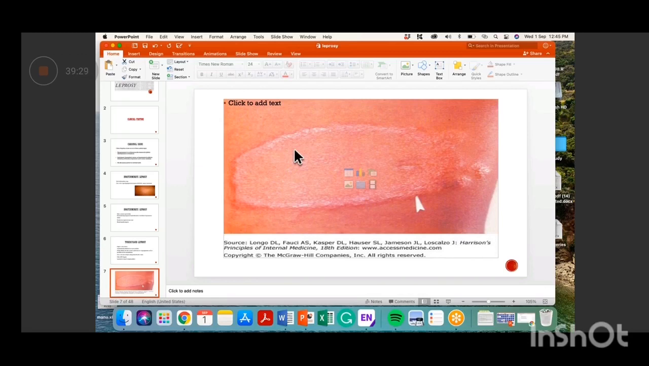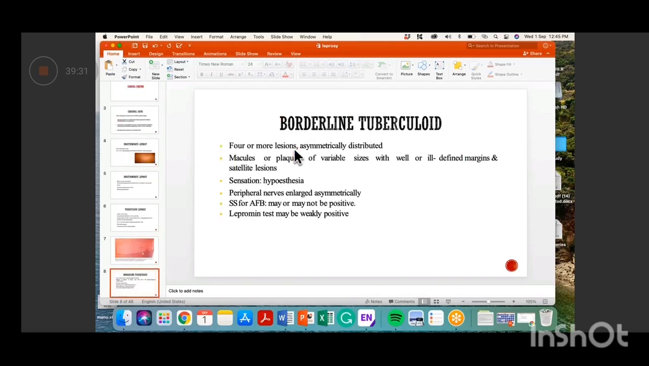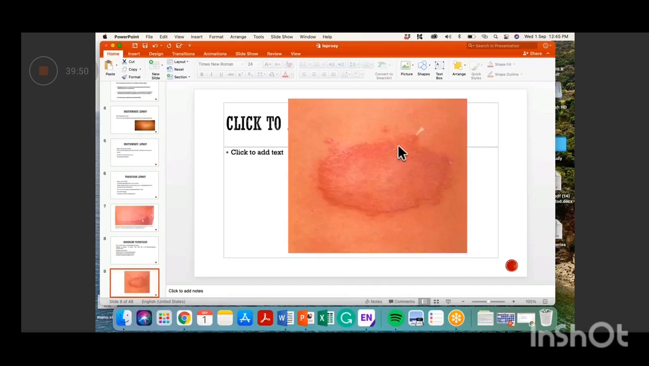Now, coming on to borderline tuberculoid, here 4 or more lesions are there. They're usually ill-defined, and some may have satellite-like extensions or pseudopodia-like growth. They're usually hypoaesthetic. Lepromin test is weakly positive, and slit skin smear may or may not be positive. The nerves are also asymmetrically enlarged. Now, as you can see in this diagram, in some areas it is well defined, in some areas it is merging into the surroundings. There is a satellite lesion and some pseudopodia-like outgrowth is also happening.